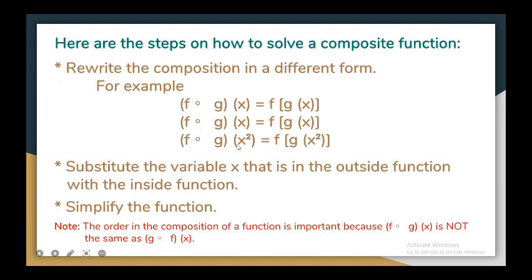F composed with g of x squared. So that is equivalent to the f of g of x squared, wherein the g of x squared is the inner function of the f of x. Okay, the second one, after writing the composition in a different form, you are going to substitute the variable x that is in the outside function with the inside function. Okay, the x in the outside function, you are going to substitute with the inside function.